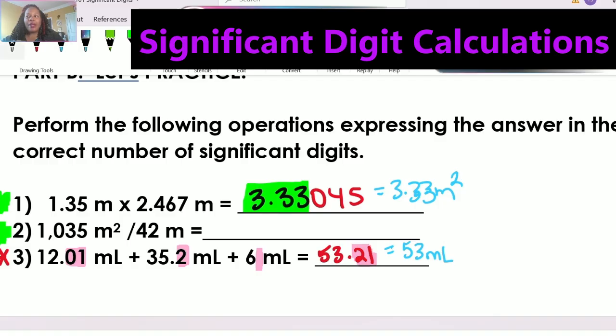Make sure y'all are practicing with those units also, including the correct units, because as teachers, we do take points off for not having the correct units there. Just FYI.